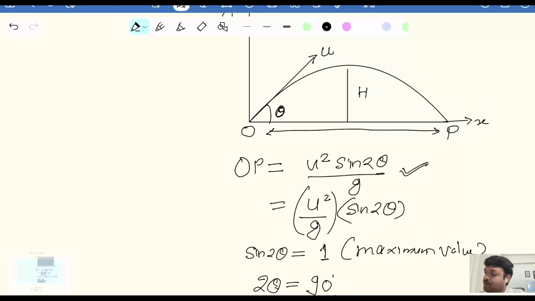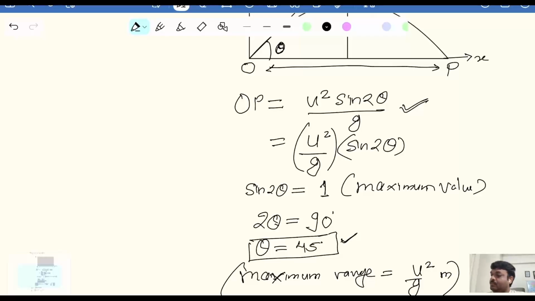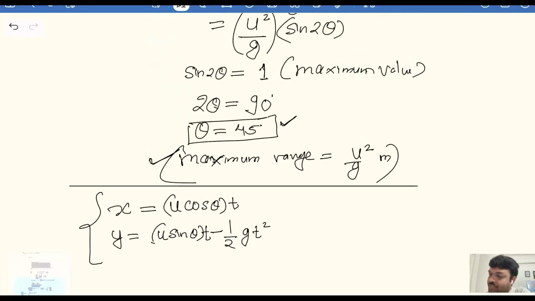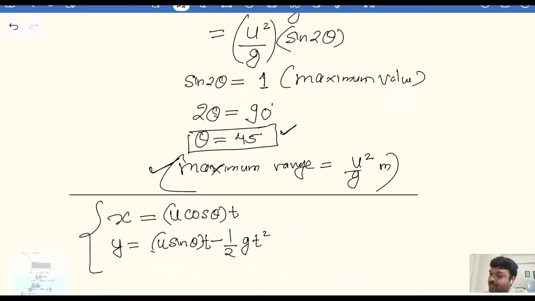Okay. And what would be that maximum range? Maximum range would be u square by g. It would be in meters. Okay. So this would be the maximum range. All right. So now we are going to derive the equation for this curve, the projectile motion curve, or essentially we are going to get the trajectory in the xy plane.